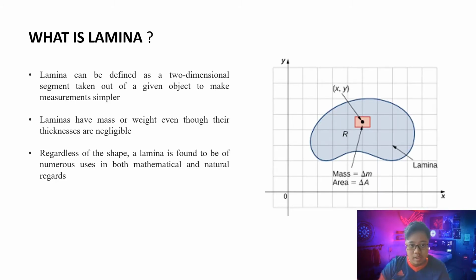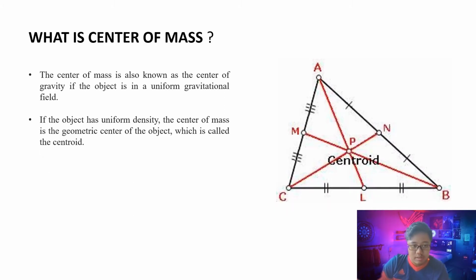What is lamina? Lamina can be defined as a two-dimensional segment taken out of a given object to make measurements simpler. Lamina have a mass or weight even though their thickness is negligible. Regardless of the shape, a lamina is found to be one of numerous uses in both mathematical and natural regards.